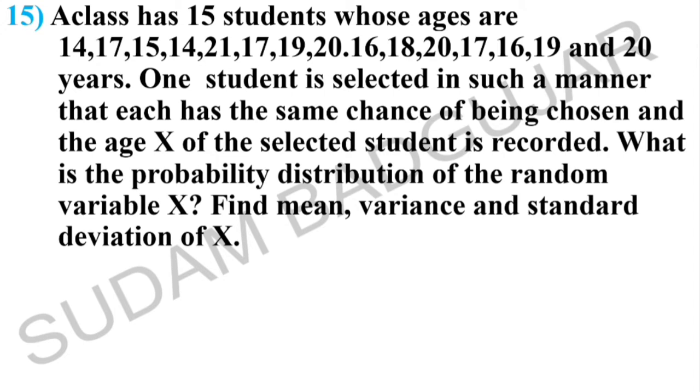It's very simple. Here the ages of 15 students are given. 14, 15, 16, 17, you have to write in ascending or descending order, or you can write directly: minimum is 14 and maximum age is 21. Now you have to count how many students are 14 years old, 15 years old, 16 years old, like this, because x is defined like that.